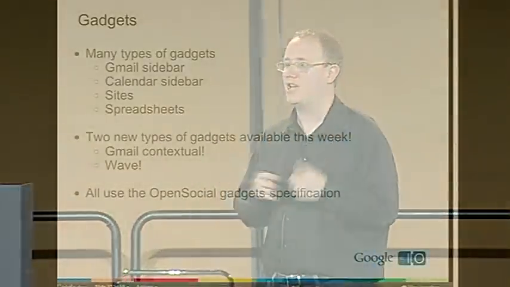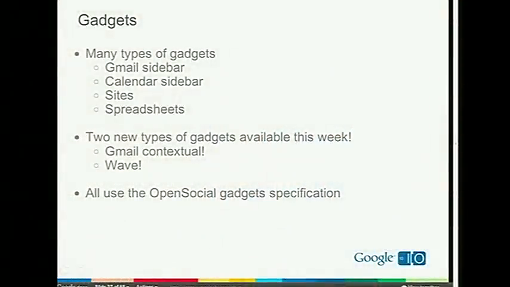So there are many different types of gadgets. I list them here. We're going to be talking about some of them. Two new types of gadgets were actually announced this week. We have Gmail contextual gadgets, which just launched yesterday, and I'm going to show you examples of those. And then Wave gadgets. Wave has been around for a while, and Wave gadgets have been around for a while, but just this morning, they announced the ability of Wave for Google Apps. So that's an exciting additional place that you can integrate your applications into.